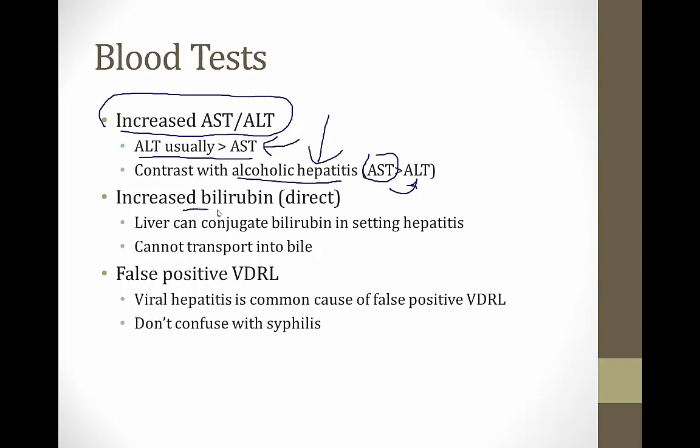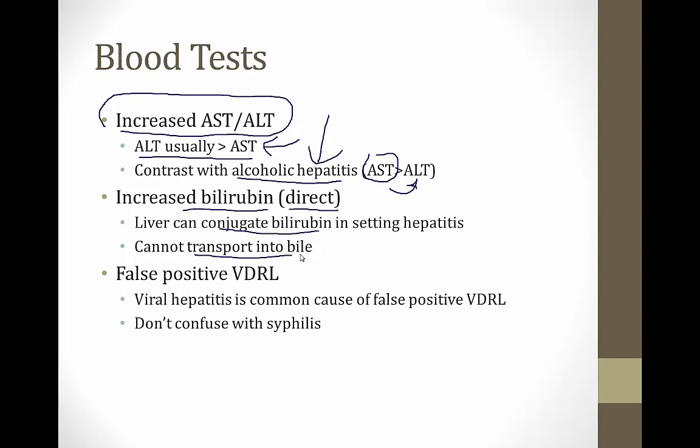The bilirubin level will be elevated in patients with acute viral hepatitis. This is an elevation of the direct bilirubin level. So in the setting of viral hepatitis, the liver can still conjugate bilirubin. That means it can synthesize direct bilirubin, but it can't transport it into the bile, so it backs up and the level gets high in the plasma.